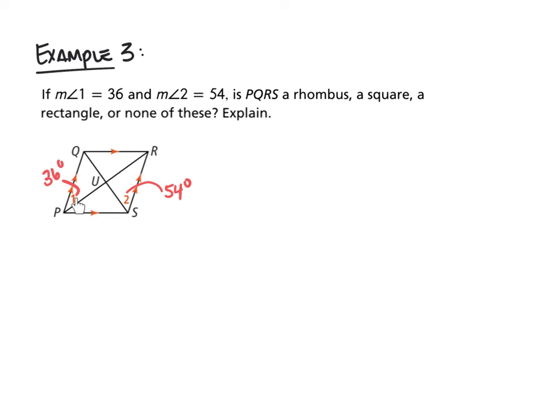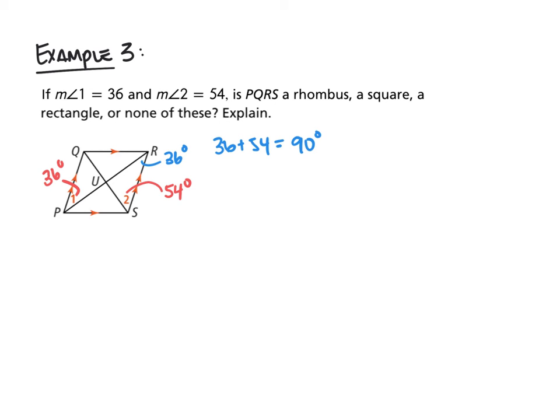We know that if this angle is 36 degrees, then this angle over here would also be 36, because those two angles are alternate interior angles, and I have two parallel lines crossed by this transversal here, so those alternate interior angles should be congruent. So this angle right here would also be 36 degrees. And now if I take 36 plus 54, I get 90 degrees.